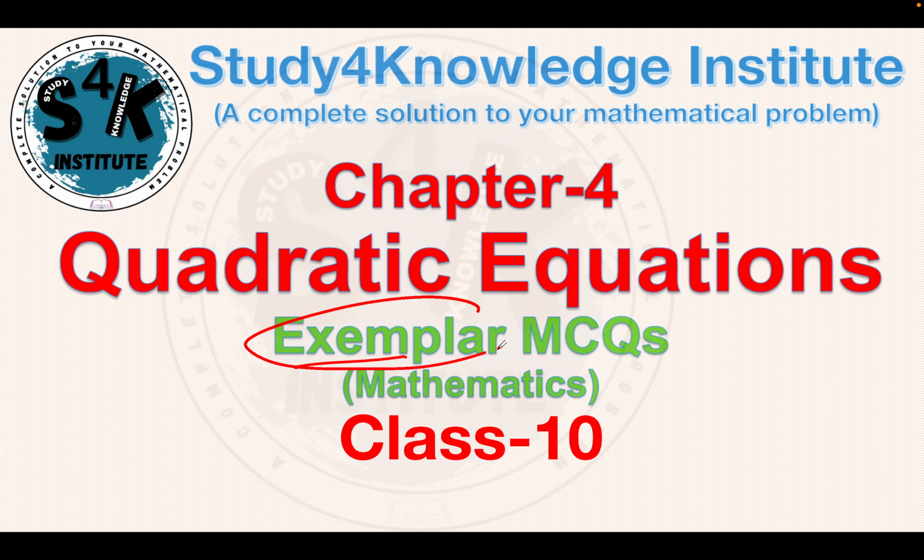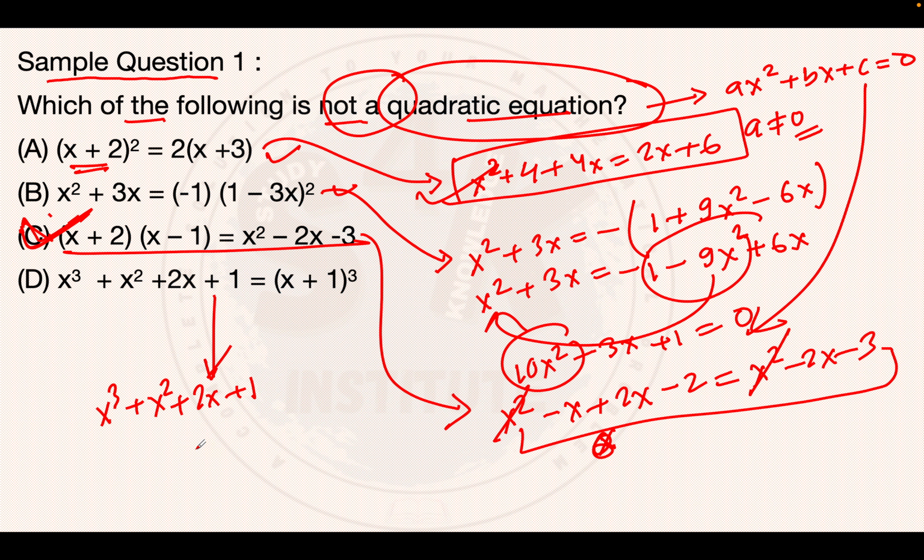Okay, let's see why 4 is a quadratic equation. On the left side you have x cube plus x square plus 2x plus 1. On the right side you have the (a plus b) whole cube formula. You need to expand this to see. So a cube plus b cube plus 3a square b plus 3ab square. So x cube gets cancelled, and you have x square and 3x square, so they will not get cancelled, it will remain in the form of x square. That's why it is also a quadratic equation. So your answer is C. Okay, let's move to the next question.